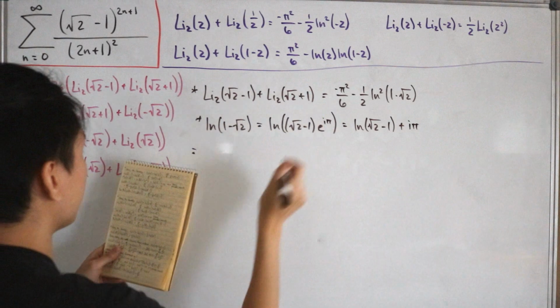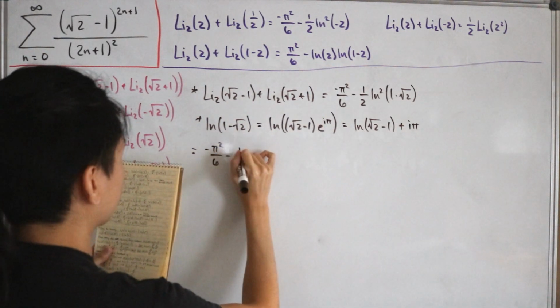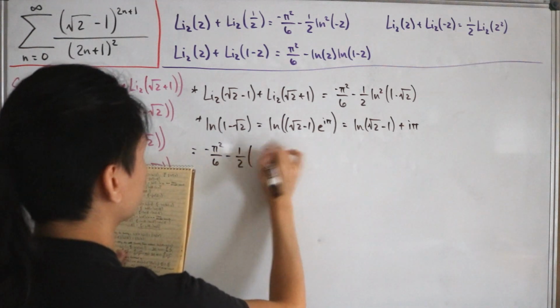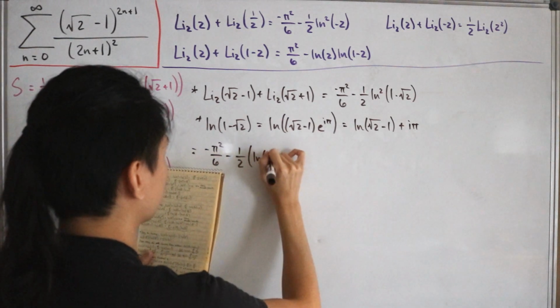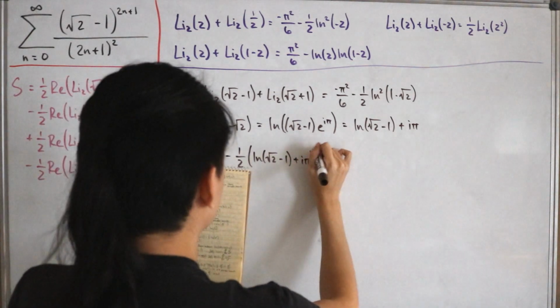And so now to put everything back in, continuing from the first line over here, it equals negative pi squared divided by 6, then subtract 1/2, then substitute everything back in: the natural log of the square root of 2 minus 1, add this with I times pi, and then square that.